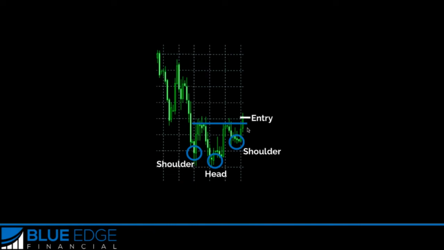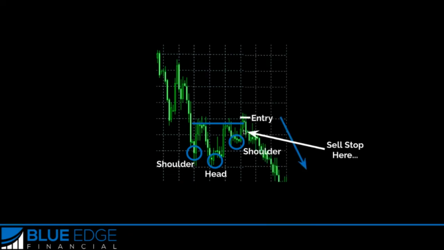So let's look at an example here. Boom, you can see that our sell stop would have been triggered here and we would have caught this move down. And all the traders that were trading the reversal on this inverse head and shoulders pattern would have entered here, and then they would have gotten stopped out about here where you would have actually been getting into a sell trade at a perfect time.